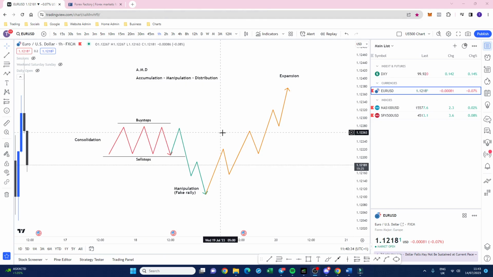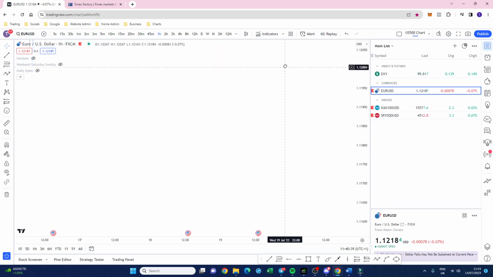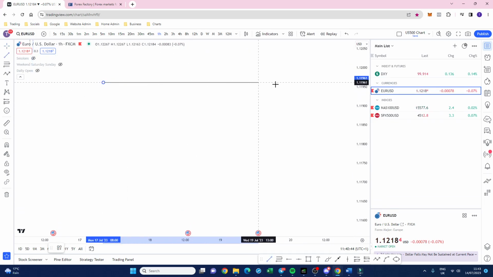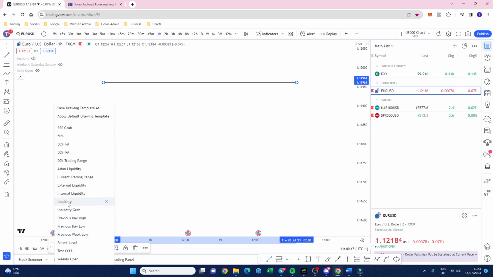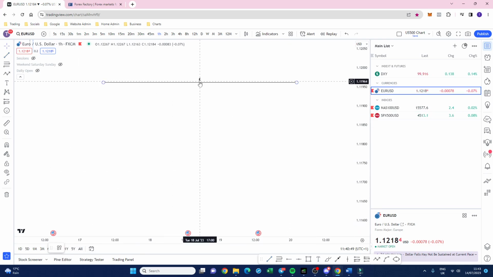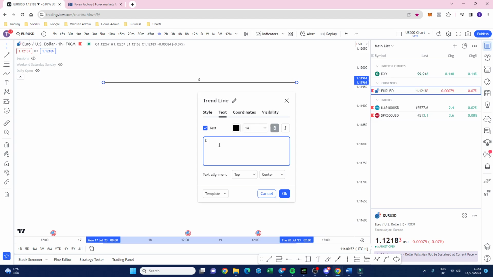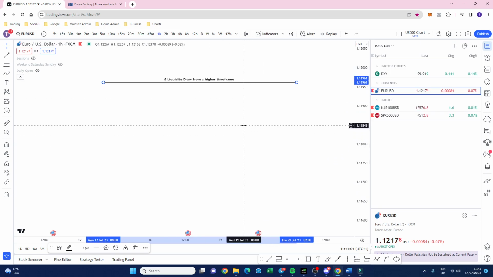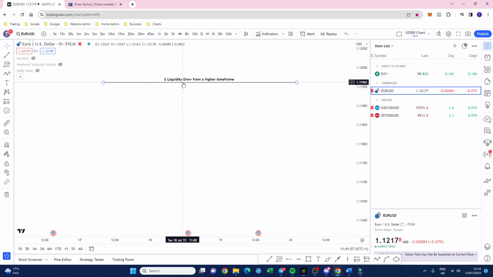So what I'm going to do for you guys now is just draw this out again, but incorporate a few different things to make life a little bit easier so you can understand where you can be looking for this. So I'm just drawing this line out here. Now this here is essentially going to be the liquidity draw, from a higher time frame. So this is our target for the day. Let's say we're bullish for the day and we know that we are targeting this liquidity to the upside.